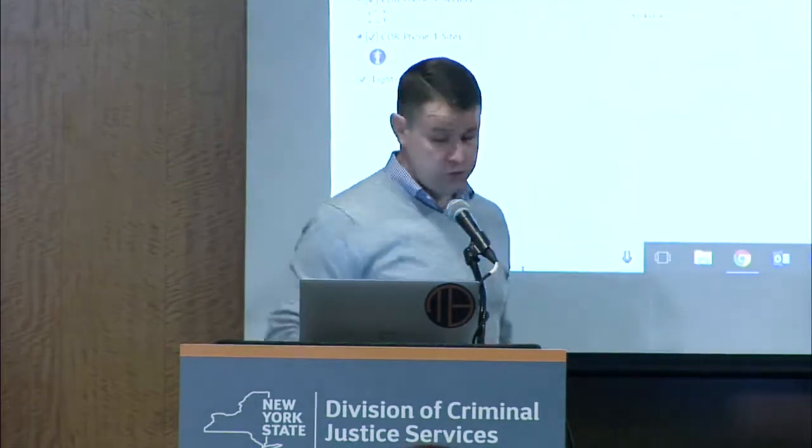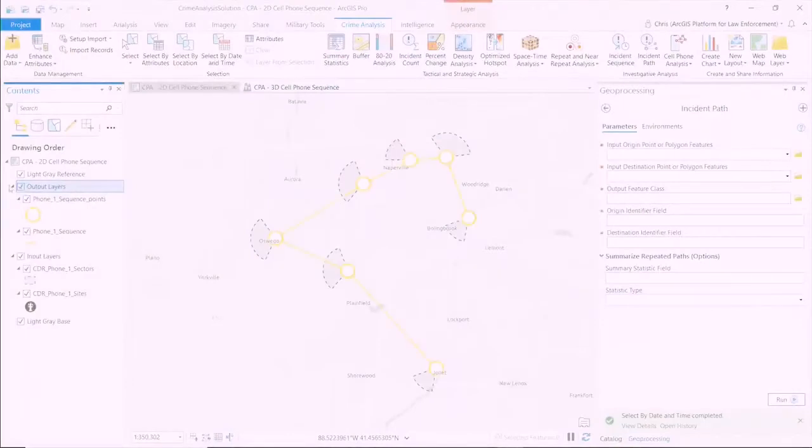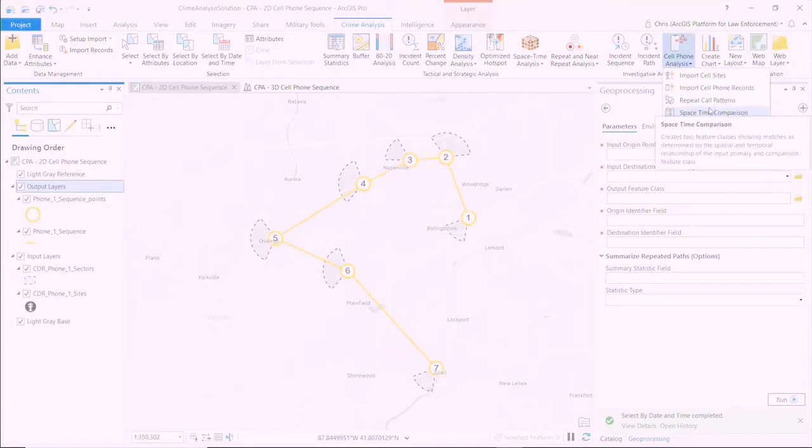But we have a whole bunch of tools. The simplest one is just being able to do sequencing of calls. So you're applying that incident sequence tool to the order in which the cell phone calls occurred, so you can get at pattern of life analysis. But there's a number of additional capabilities in here that are pretty cool. Repeat call patterns: if you want to understand where people are when they're calling each other over and over again, you can run that tool.